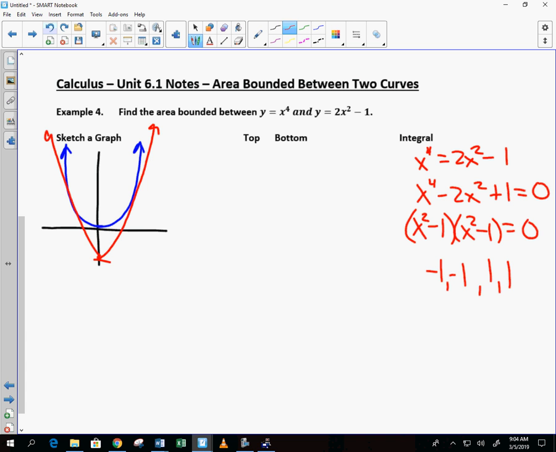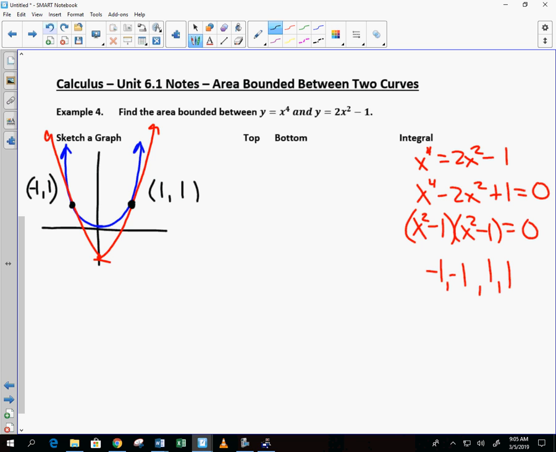I apologize for the poor representation I have for a graph. I wish it was better, but it's not. So this coordinate has a value of 1 for x. What's the value for y? And you get 1. This also has an x value of negative 1. What's the y value? 1.